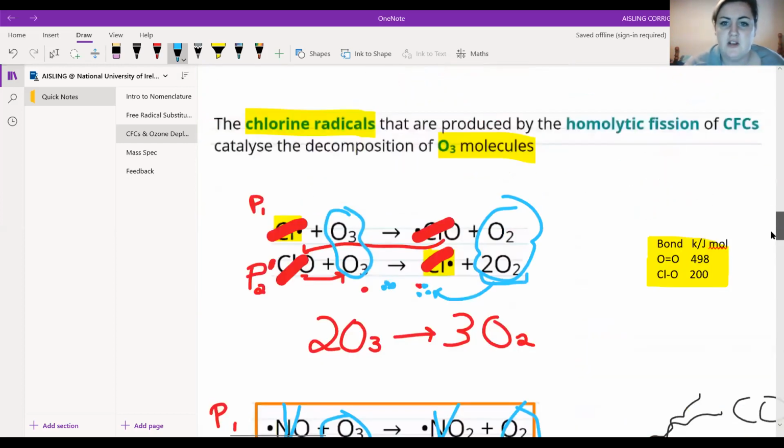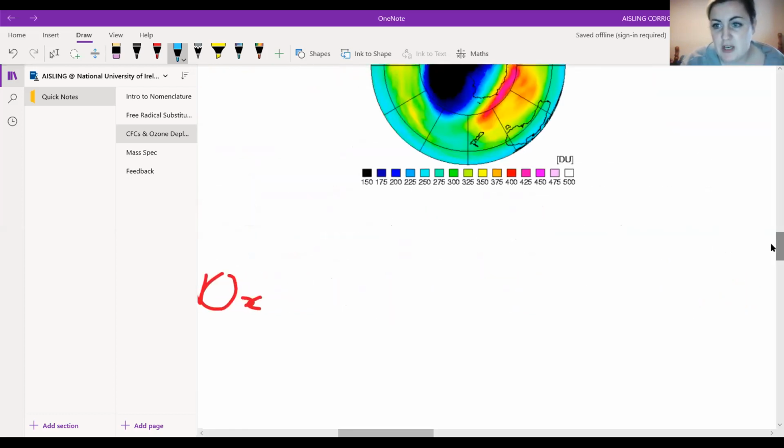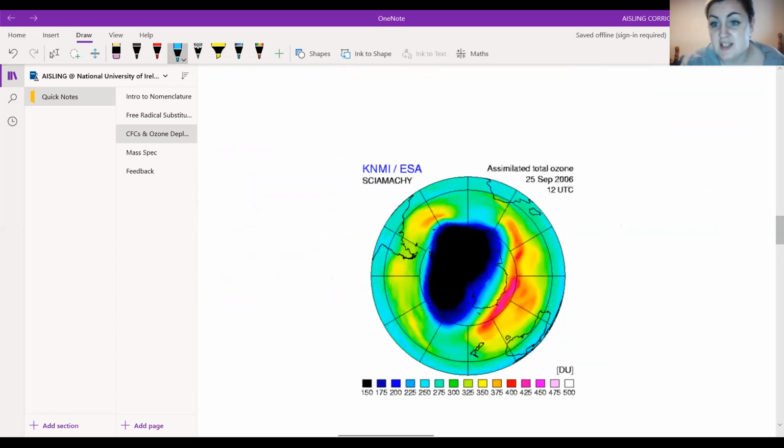So that's all about the mechanisms. What I'd like to do, before I move on, is talk a little bit about how these CFCs became banned. So scientists noticed a hole in the ozone. I think I should have a picture somewhere. I think I do. So this picture was taken in 2006. So this is when I was in secondary school. I was in what we call second year, which is like your version of year 8, I think.